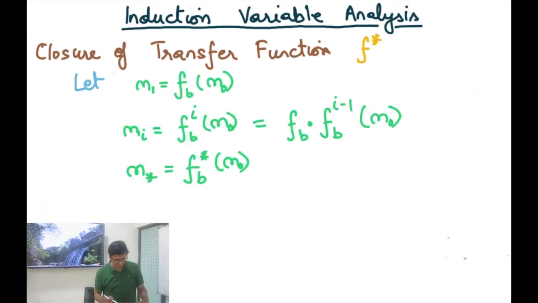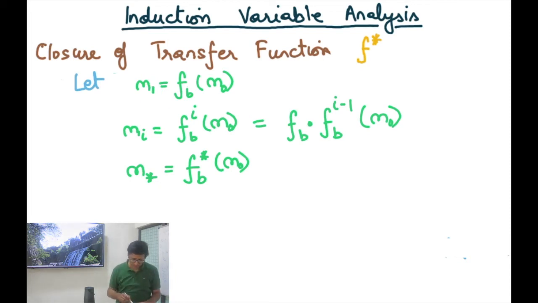And to do that, I'm going to define this as part of my closure. If I have fb, then I'm going to define fb to the power i of m0. So m0 is the input map at the beginning of the first iteration of the loop. m1 is the map at the end of the first iteration of the loop, and the fb is basically relating m0 with m1, because that's the transfer function of one invocation of the loop body.